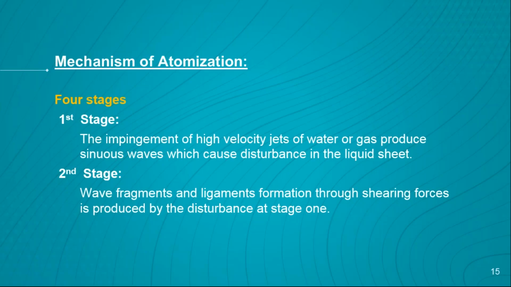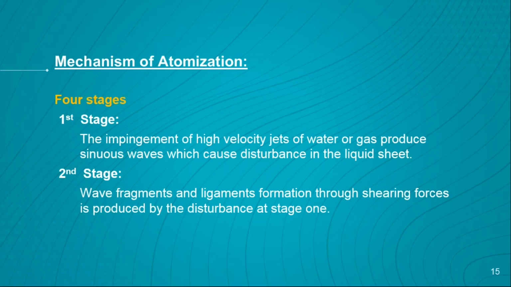Coming to the mechanism of atomization, how does atomization take place in powder production? The atomization happens in 4 stages. The first stage is the impingement of a high velocity jet of water or gas to produce a sinus wave which causes a disturbance in the liquid sheet. Whatever the molten pool is there, in that molten pool we are impinging a very high velocity of water or gas to produce a sinus wave over the liquid sheet of this molten pool.